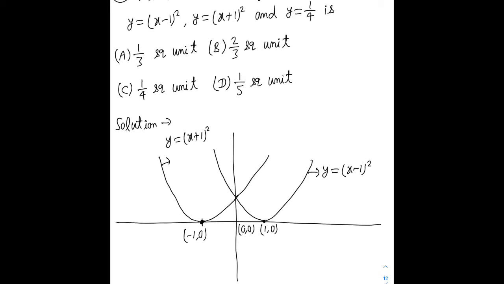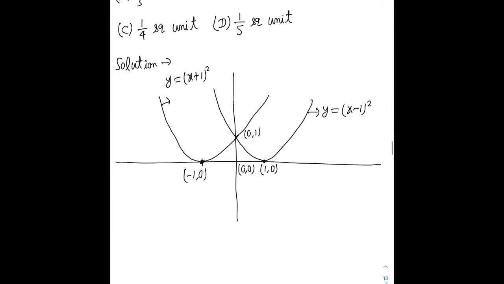Okay, now next you have to find the area bounded by these curves. And the third curve is nothing but y equal to 1 by 4. So if you find the point of intersection, you need to equate (x plus 1) whole square to (x minus 1) whole square. So you will get x equal to 0. So when x will be 0, then y will be 1. So this point coordinate is (0, 1).